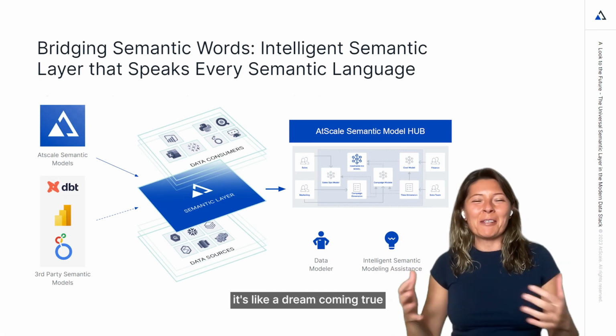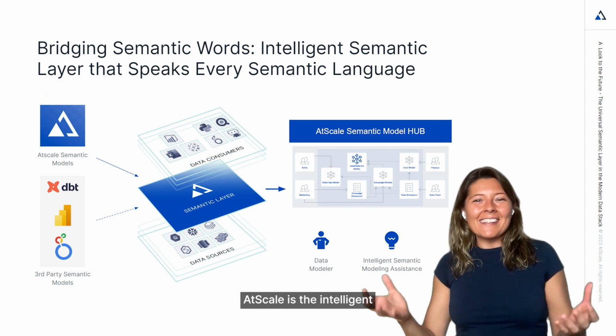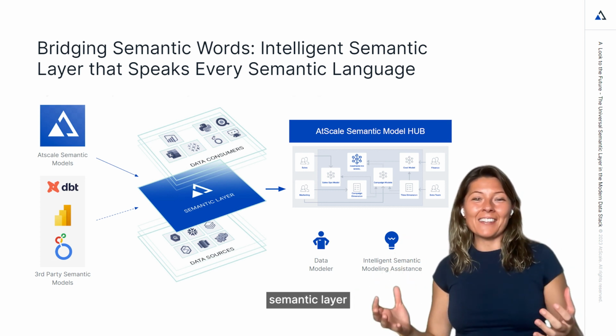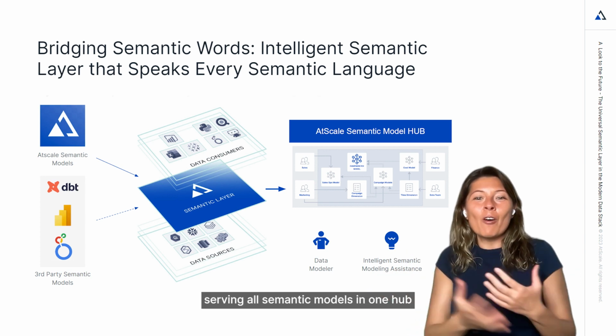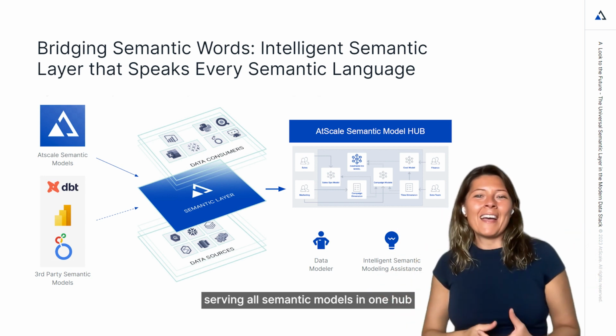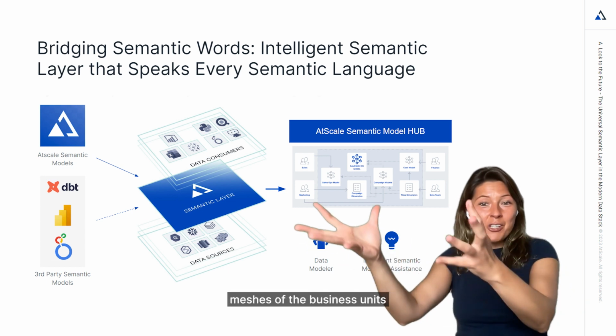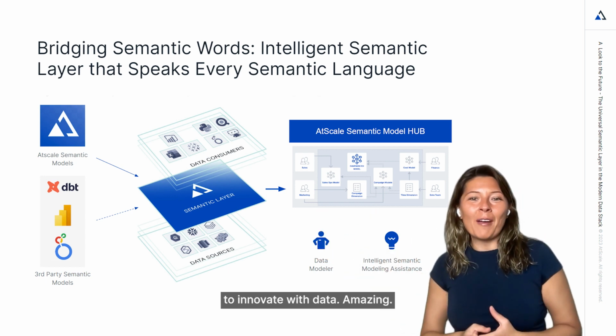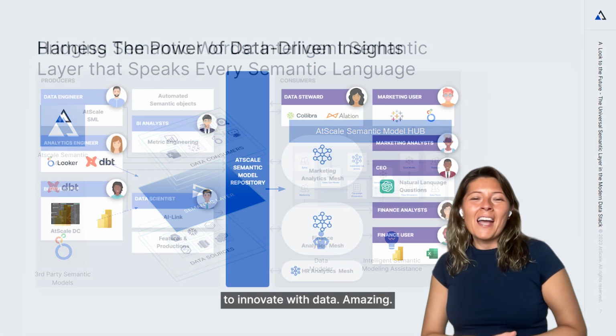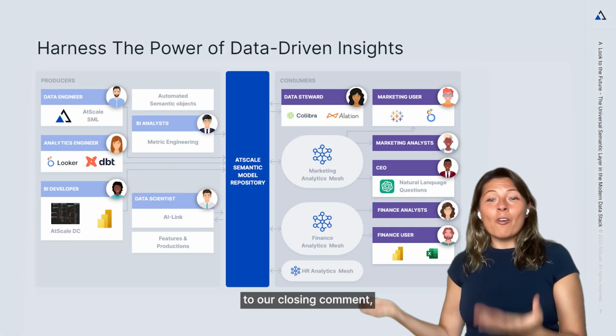It's like a dream coming true. AtScale is the intelligent semantic layer that talks all of the semantic languages, serving all semantic models in one hub and feeding the analytics meshes of the business units with the governance, but given the freedom to innovate with data. Amazing. So I think this brings us to our closing comment.